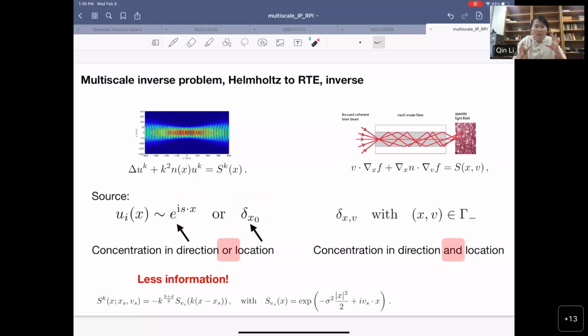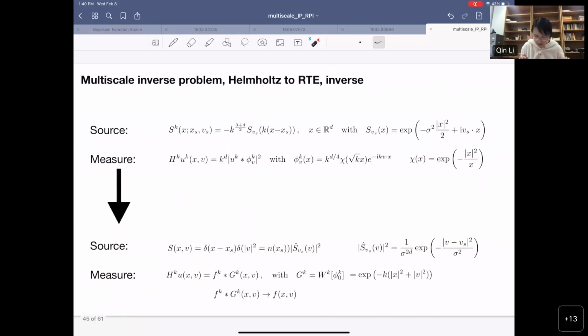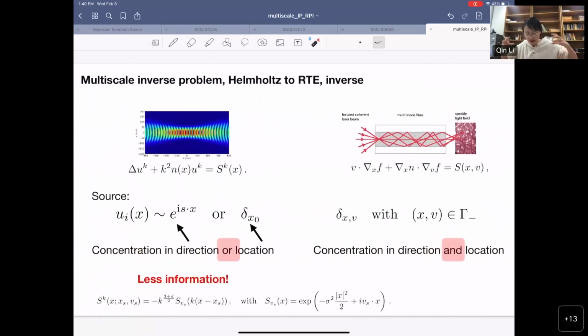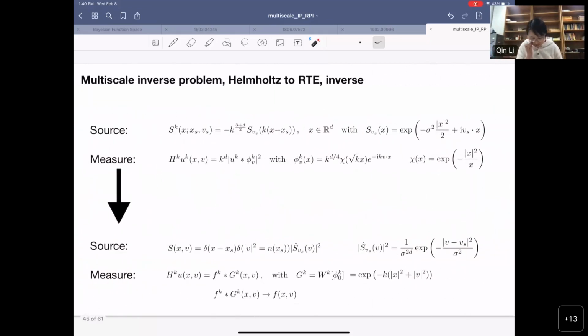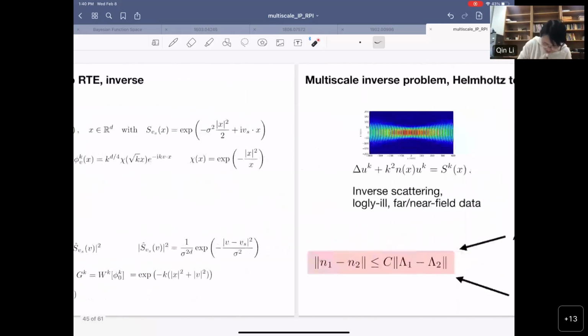So in some sense, comparing inverse Helmholtz and inverse radiative transfer, you're losing a lot of information. Your concentration gets totally lost. Over here we have concentration in direction or location, but on the other hand, we have concentration in both direction and location. So the information gets lost. Well, actually, sorry, the information gets richer if you pass from Helmholtz to radiative transfer. Let's forget about this page.